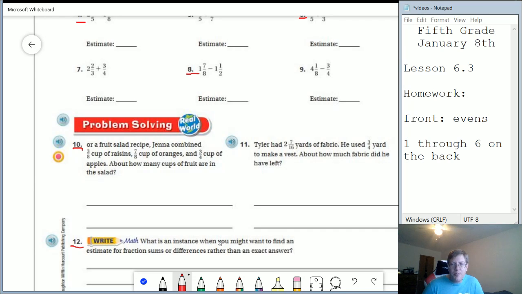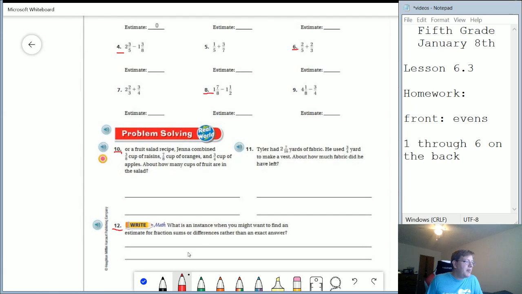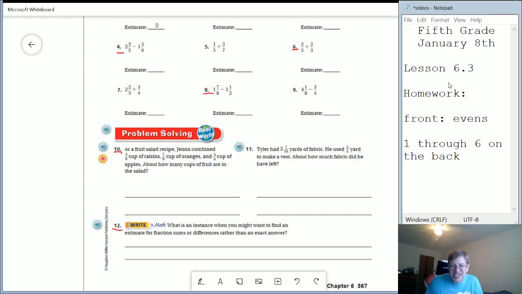So what might be a time that we want to go ahead and find an estimate instead of the exact answer? There's a couple different ways that we could explain that. So you could go ahead, come up with what you can think of that might make sense. And at some point in time, we will talk about what the correct answer to that should be. But that will be for when we review when we get back in school.